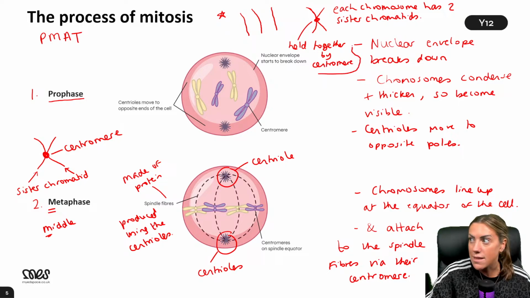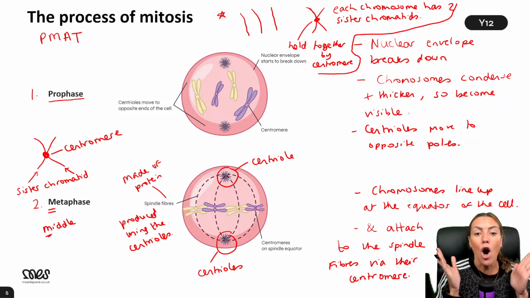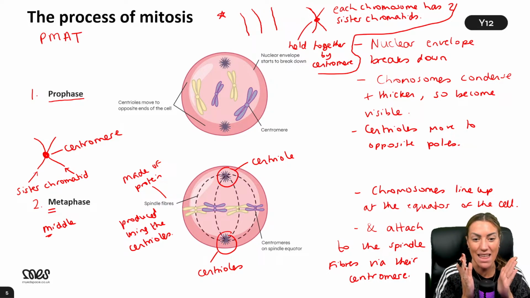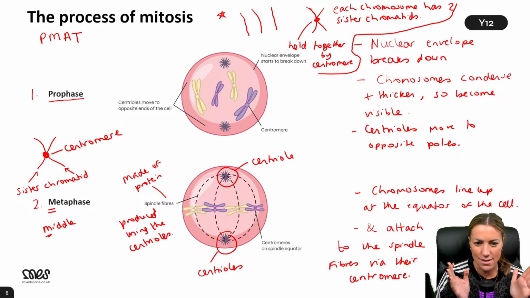I'm just going to box this off so you can see. The centromere is holding the two sister chromatids together at the middle, so it's like the middle of the chromosome. Does that make sense? Can you let me know if that makes sense? Because this is something that students really do struggle with, and it's not really something you've done at GCSE.